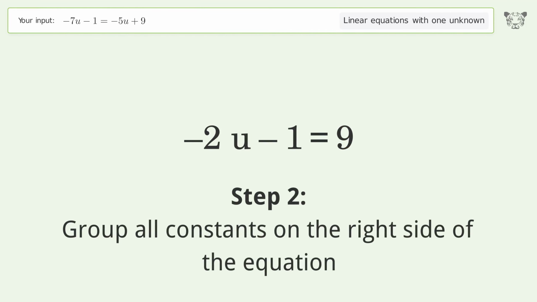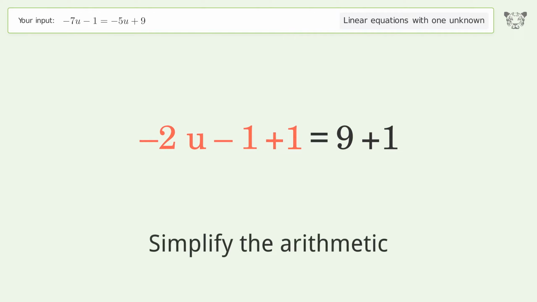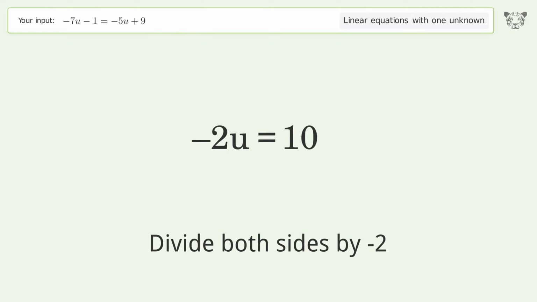Group all constants on the right side of the equation. Add 1 to both sides. Simplify the arithmetic. Isolate the u. Divide both sides by -2.